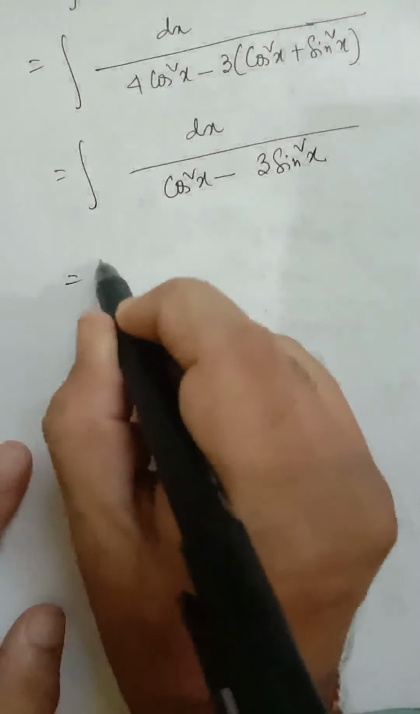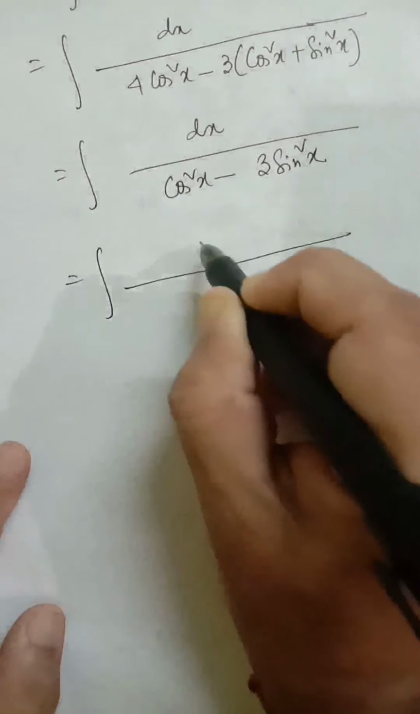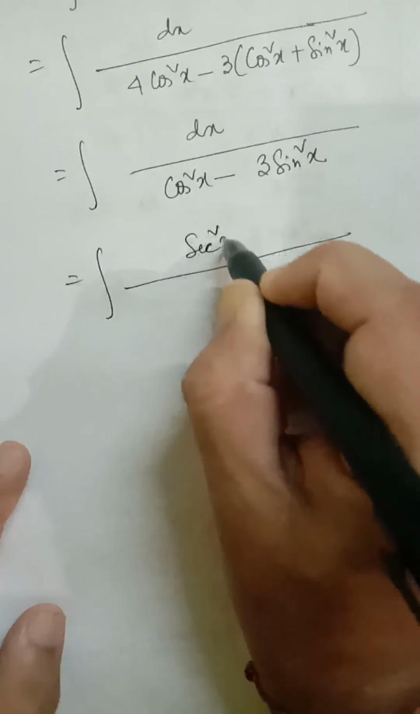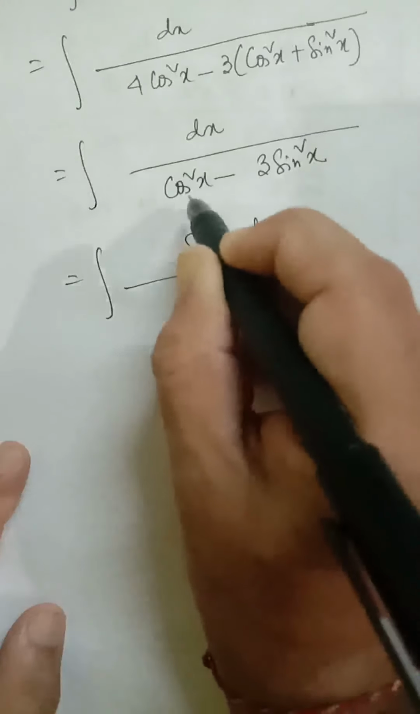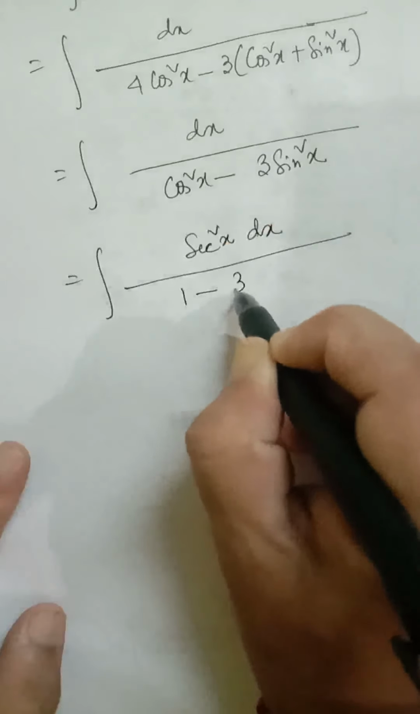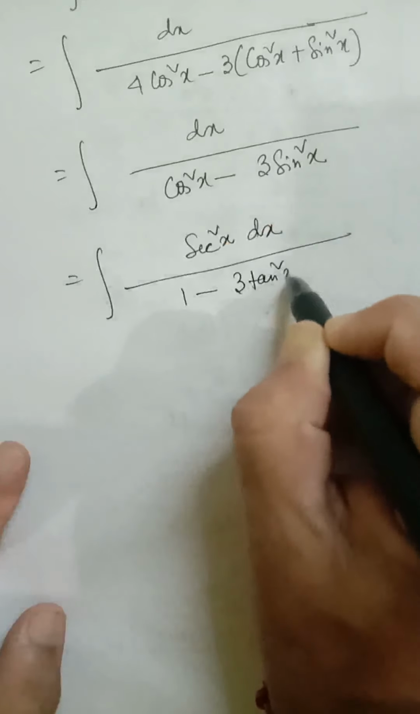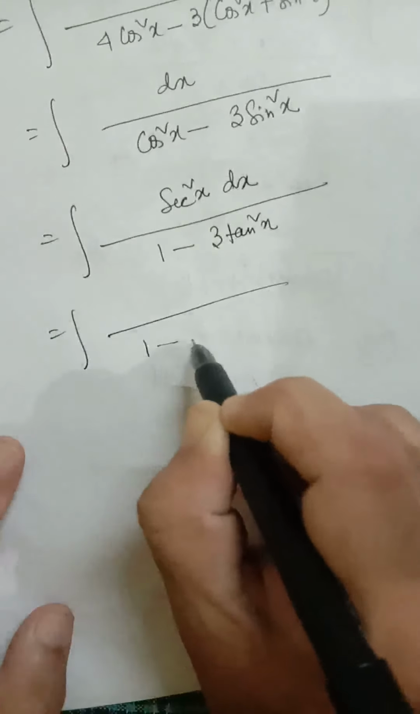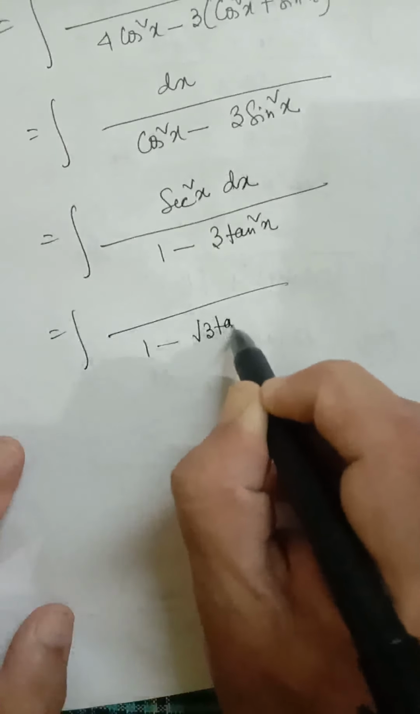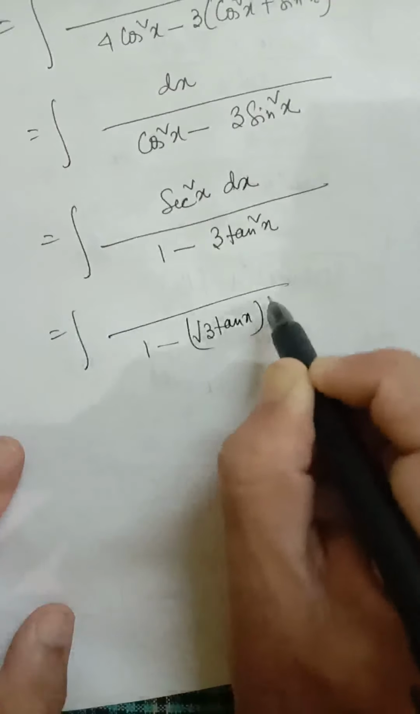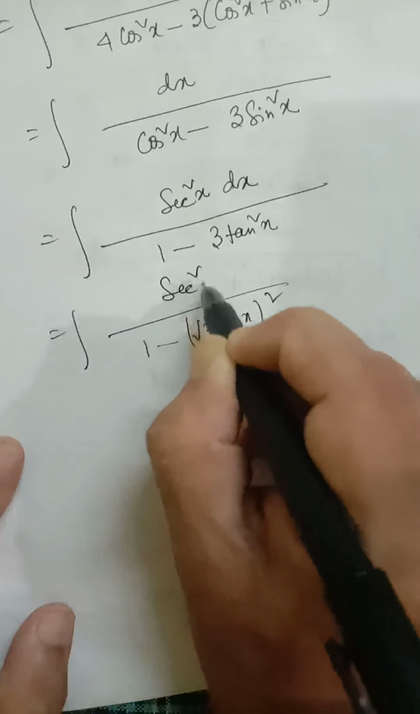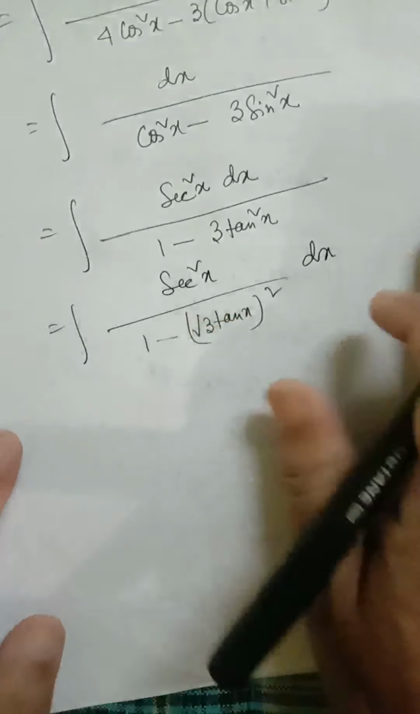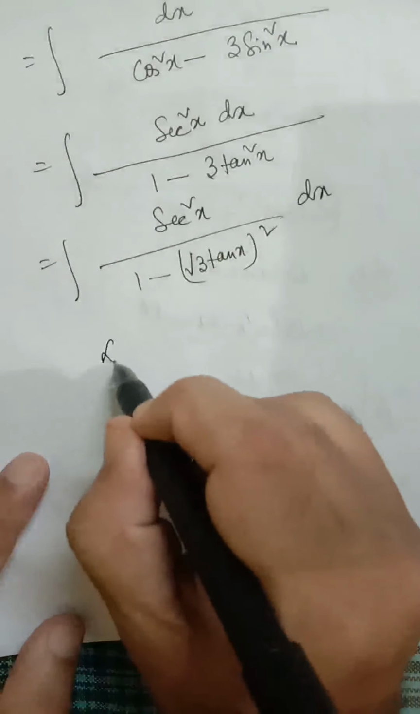Next, we will divide numerator and denominator by cos square x. Our numerator will be 1 by cos square x, which is sec square x, and the denominator will be 1 minus 3 tan square x. So 1 minus 3 tan square x is 1 minus root 3 tan x whole square. Next, we will put root 3 tan x equal to t.